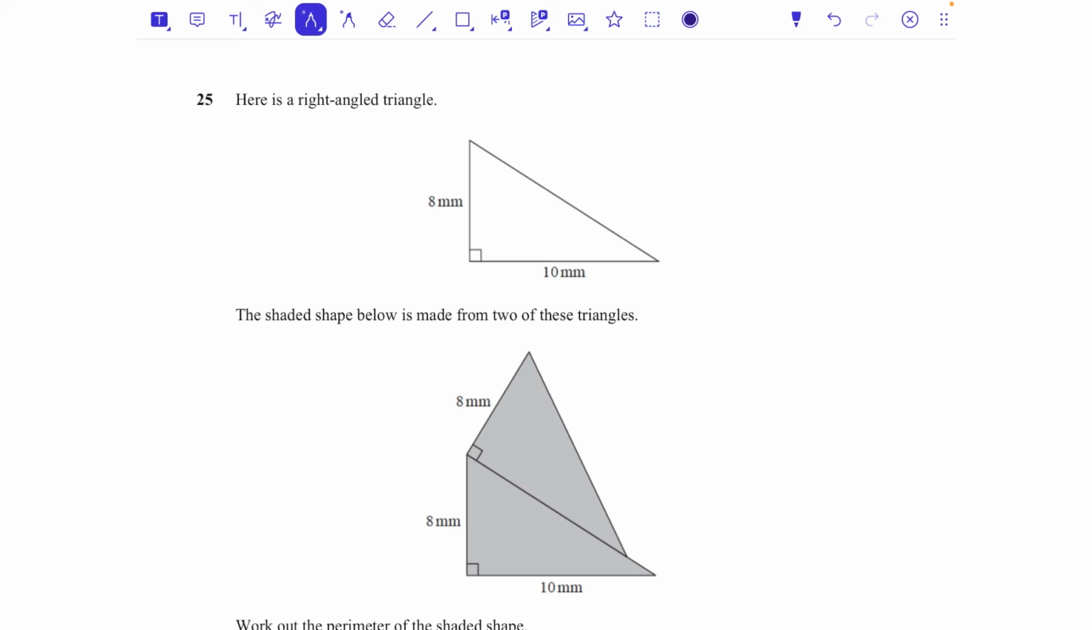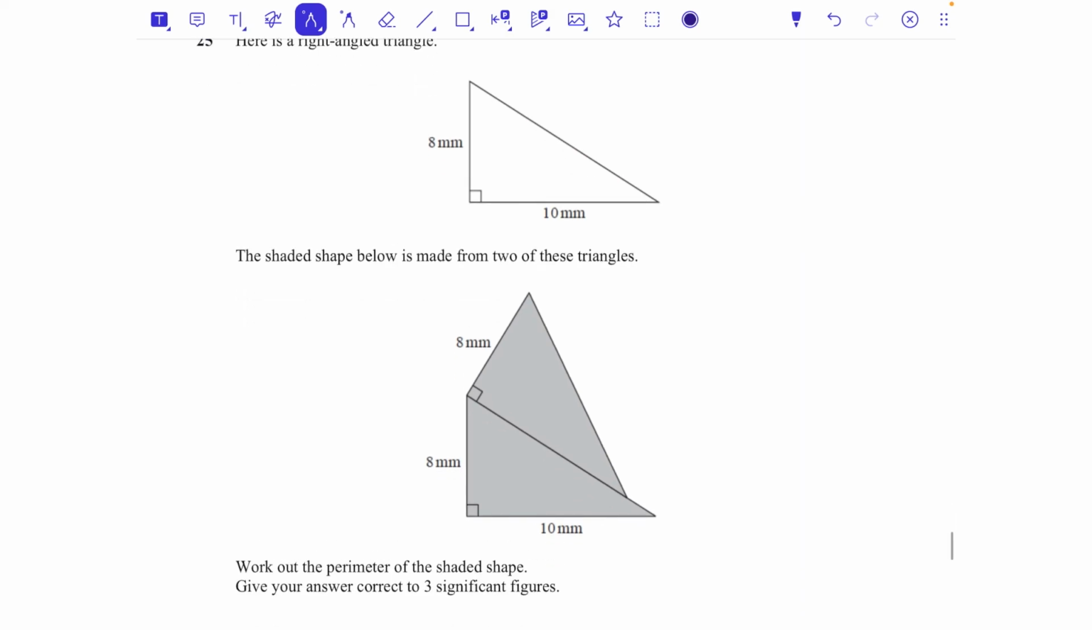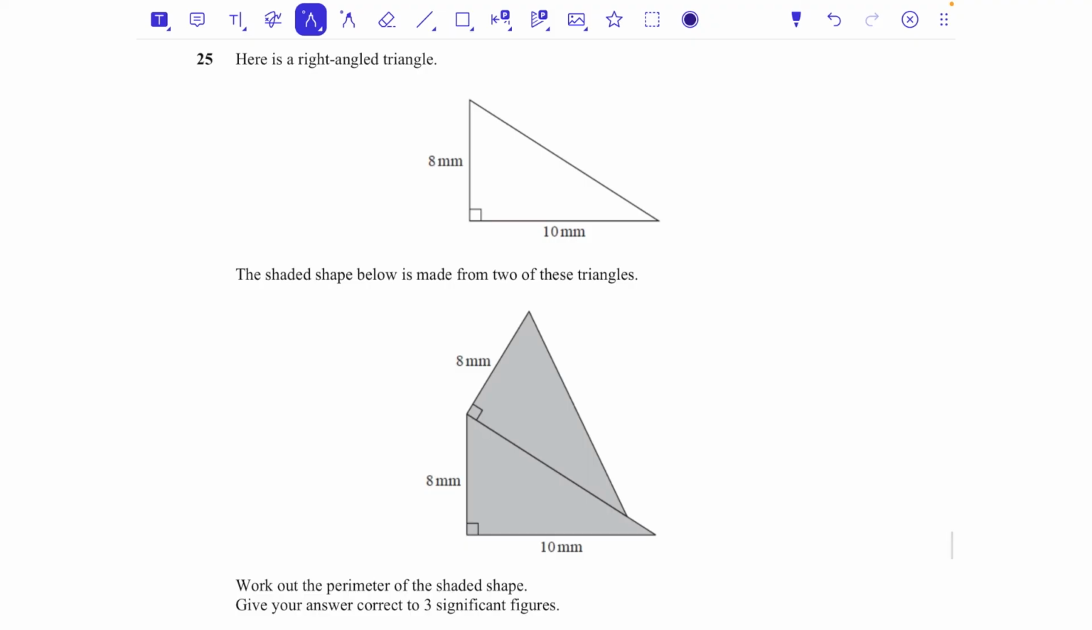The shaded shape below is made from 2 of these triangles. Work out the perimeter. So the perimeter is a distance all the way around the outside. You need to add this, add this, add this, add this little bit, add this, and that's going to give you the perimeter, the distance around the outside of the shape.